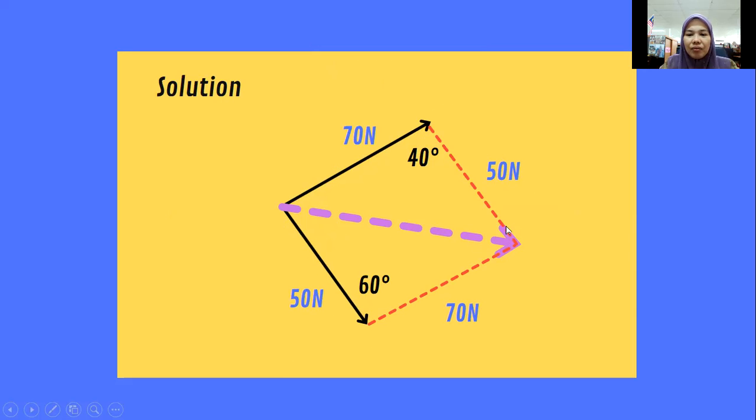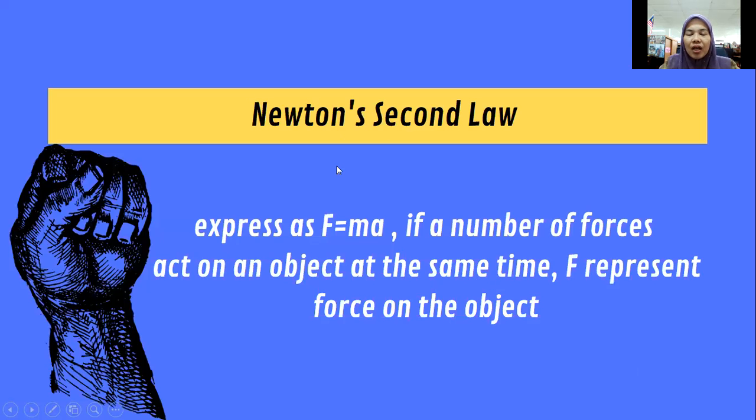Second law, expressed as F is equal to ma, if a number of forces act on an object at the same time, F represents the resultant force on the object. This is Newton's second law.